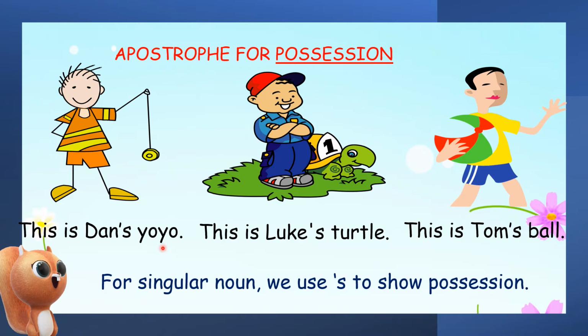Possession means ownership. So when we use apostrophe for possession, and if it is a singular noun, we use apostrophe S. We add the name of the person and simply add apostrophe S right after it.